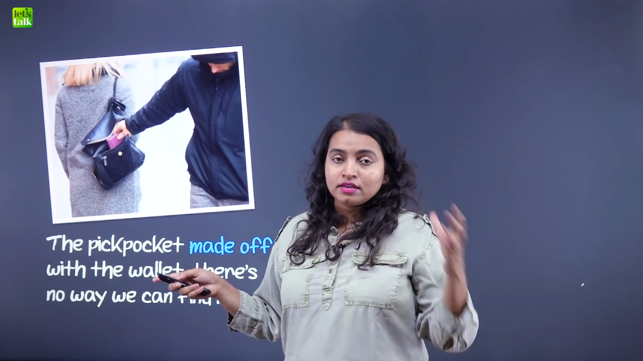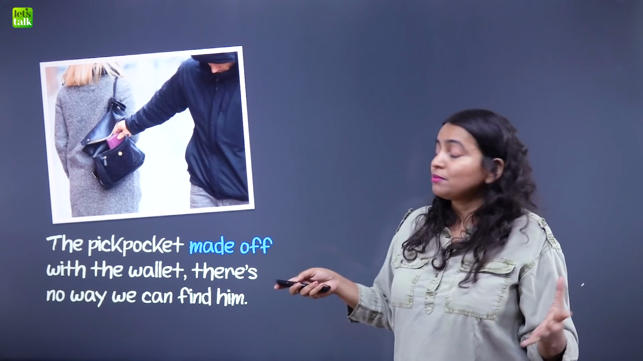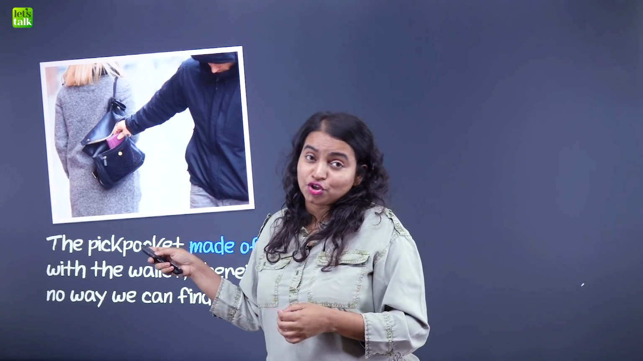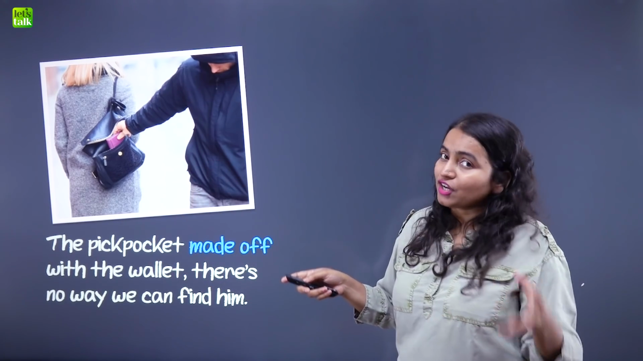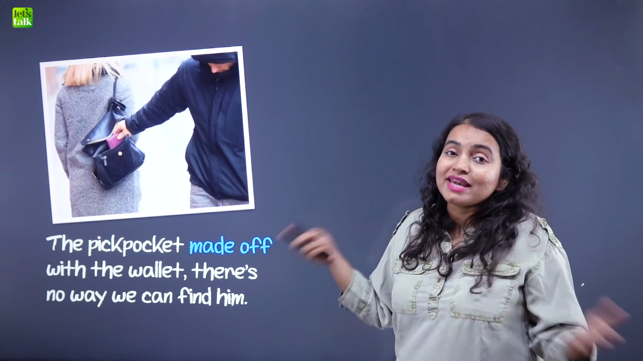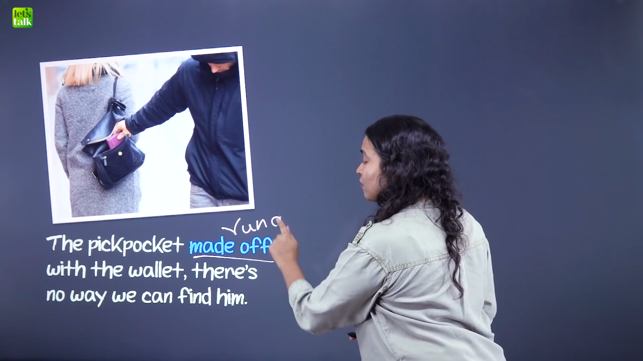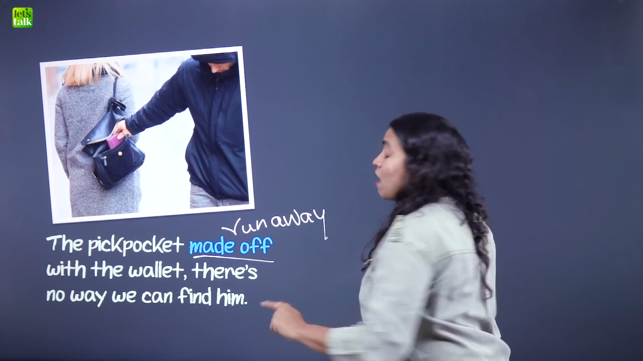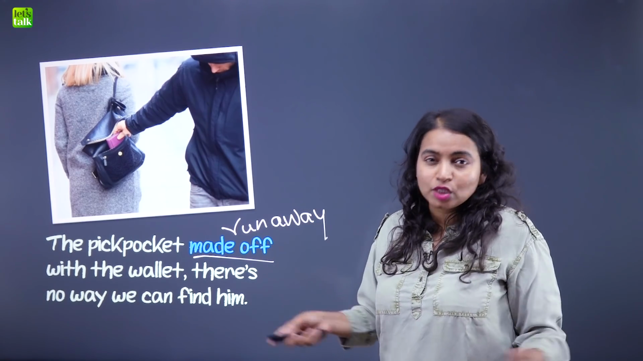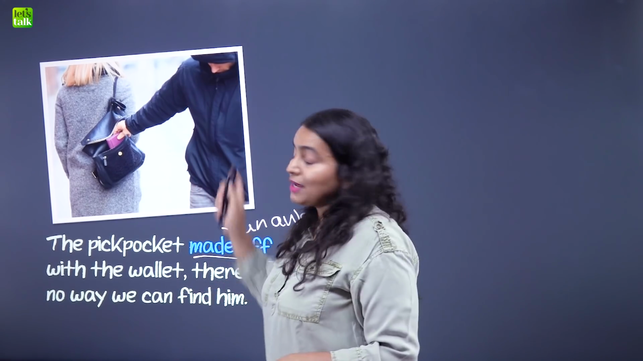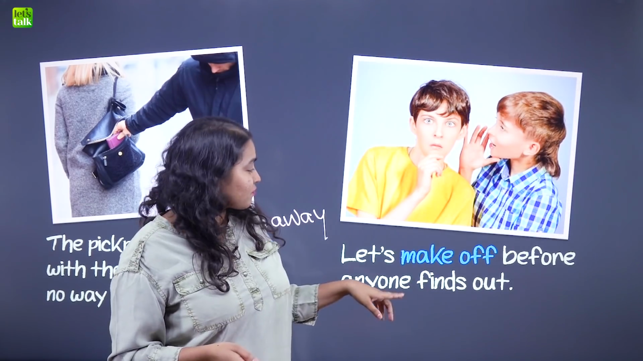If you are on the street late at night, possibly, you shouldn't really go alone because this is something that could happen to you. A pickpocket will take your wallet and he will make off, which means he will just run away or just hurry off with your wallet and you will never ever find him or her, right? So that's the meaning of make off.